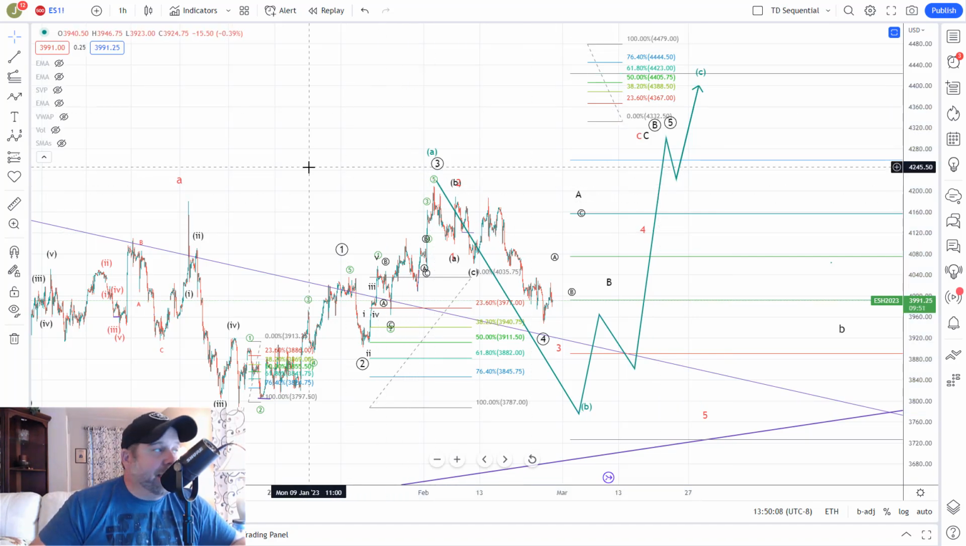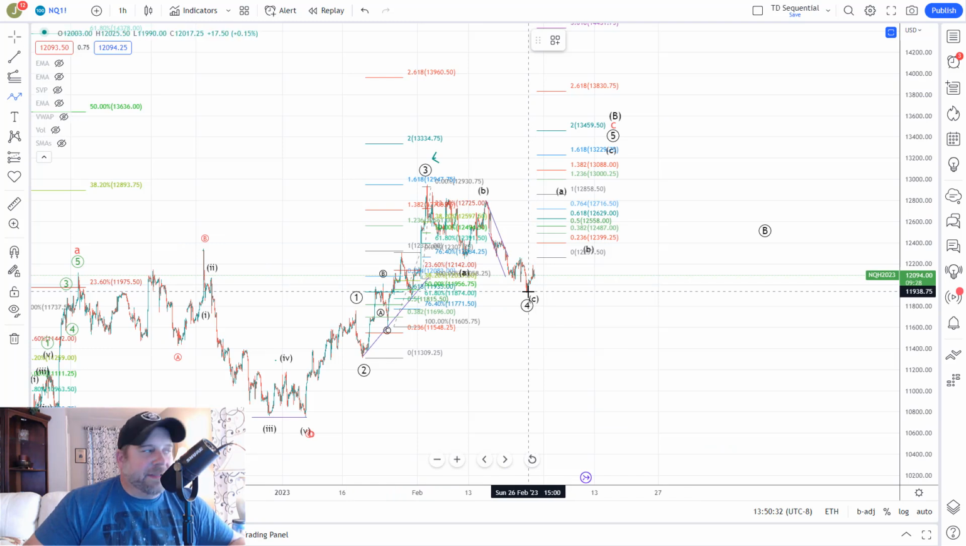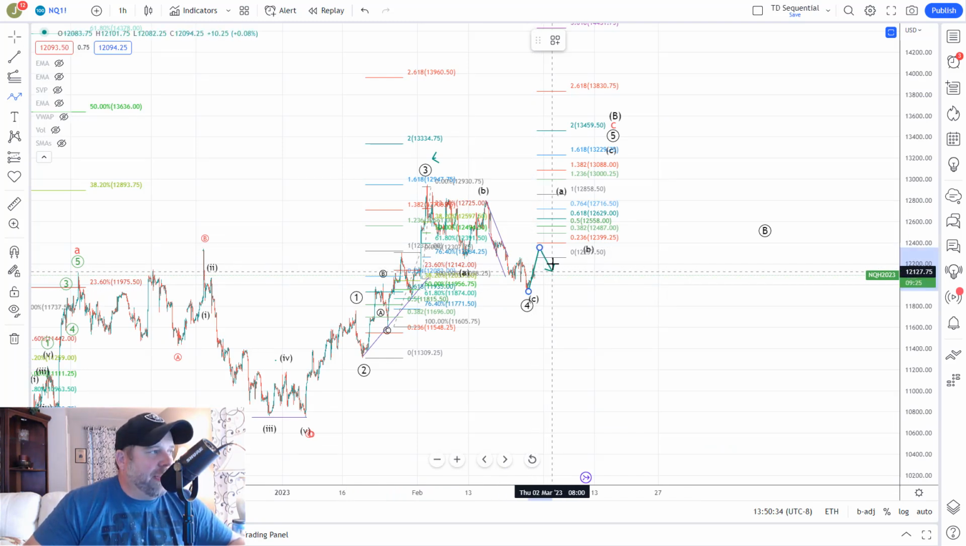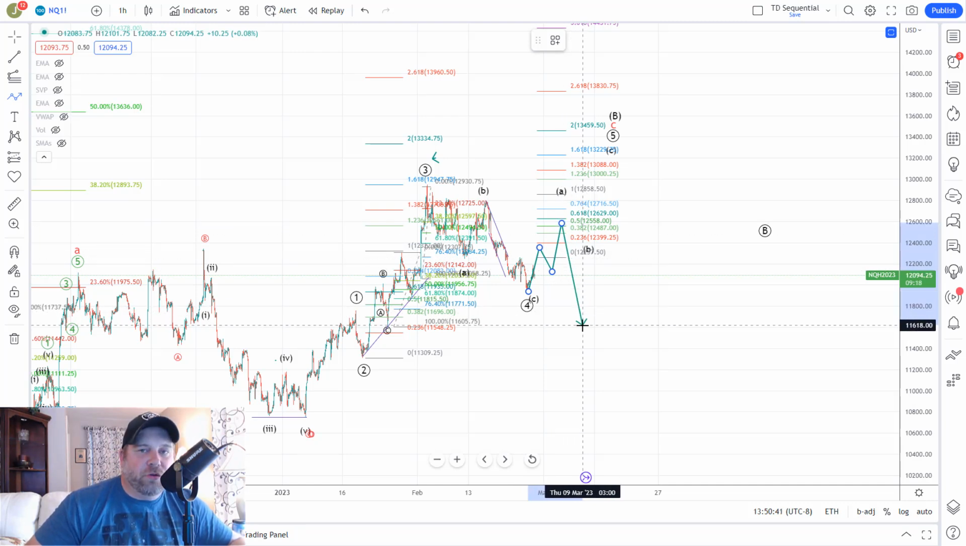Over on the NASDAQ, as you can imagine, very similar counts here. We're looking for either that smaller A, B, C up toward the 12,600 to 12,700 area, and then the wave 5 down to complete the initial move off of the top.